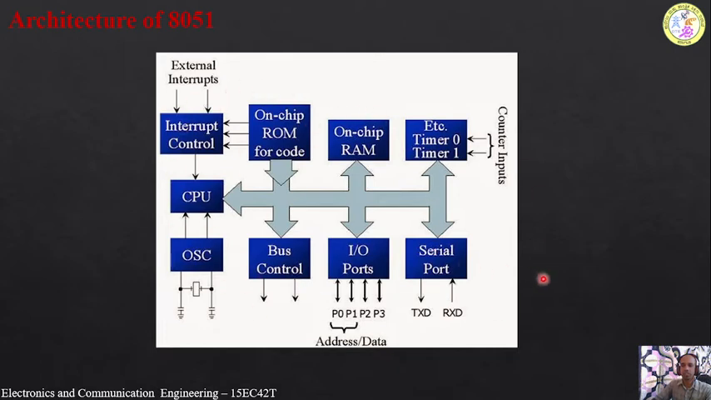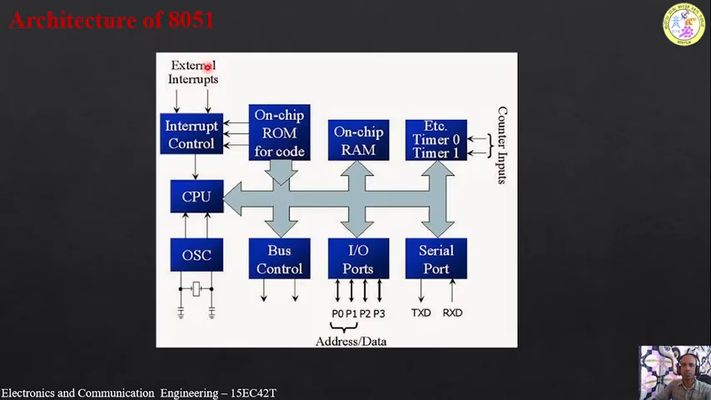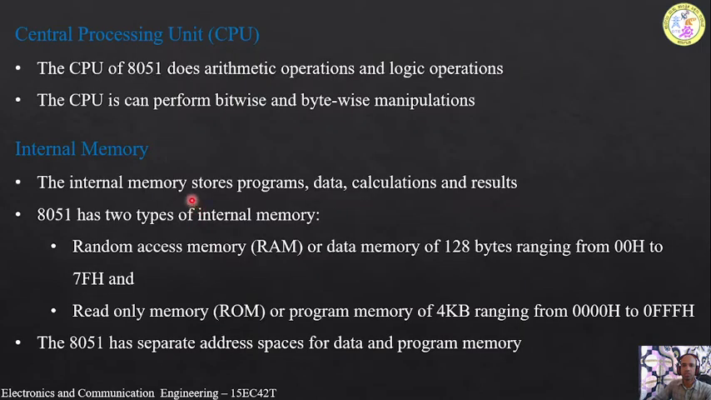Now we shall see the function of each block one by one. First we shall see the central processing unit. So this is the CPU of the microcontroller. What is the CPU's function? The CPU of 8051 does arithmetic operations and logical operations.